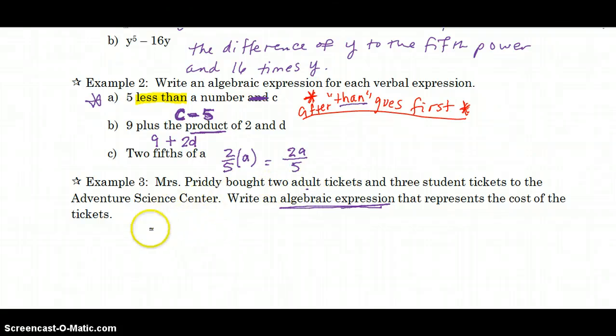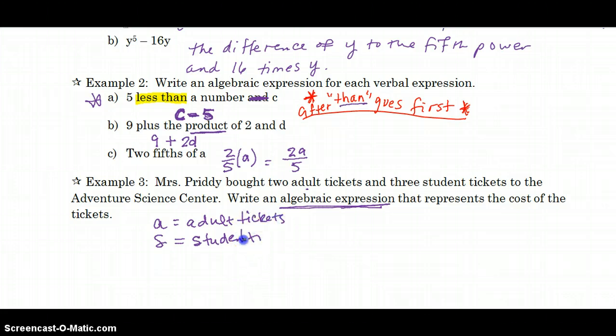Okay, first we need to define our variables. A for adult tickets. We do not know what adult tickets cost. They didn't tell us. And student tickets, I'm going to use the S, and I put the little tail on my S so you don't think it's a 5, for student tickets. So this is adult tickets, student tickets. Alright, so she bought 2 adult tickets and she bought 3 student tickets.